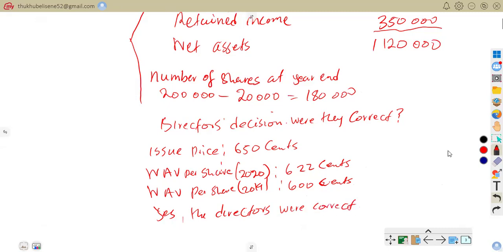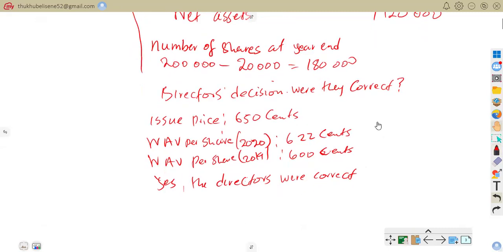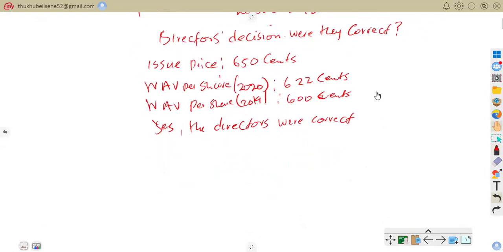Now we have to provide the reason. Why are we saying they were correct? That's very important. We are asked to give two reasons. Because the shares were issued above the 2020 net asset value. The issue price of 650 cents is higher than the net asset value of 622 cents. So that is that.